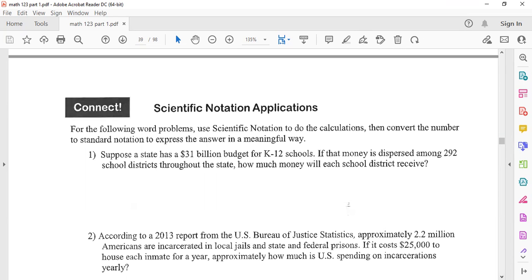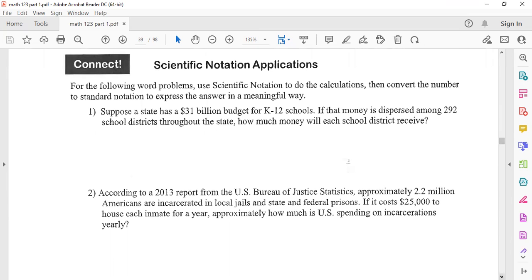So some applications of this. Instead of doing 31 and 9 zeros, we can use scientific notation to do the calculations and then convert to standard notation to express our answer. So here we go. I'll try this. So 31 billion would be 3.1 times 10 to the 9th power plus 1 more, because I had to change 31 to 3.1.